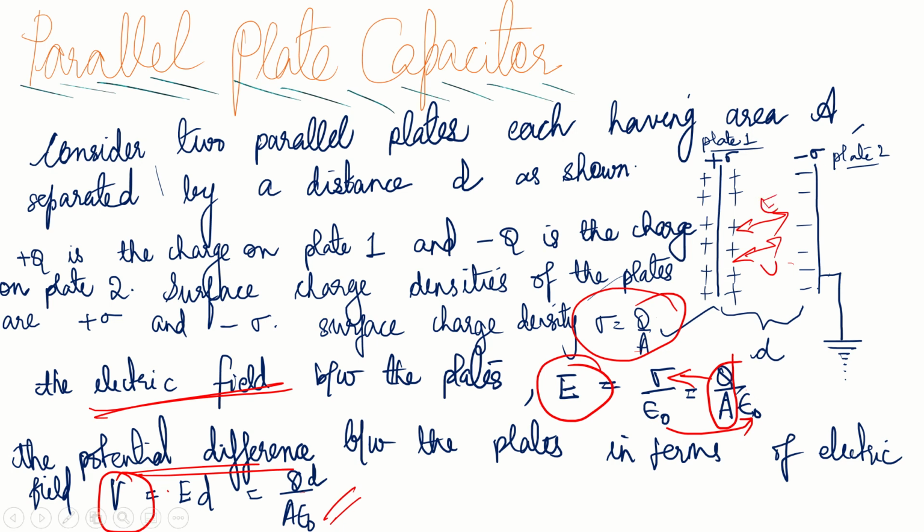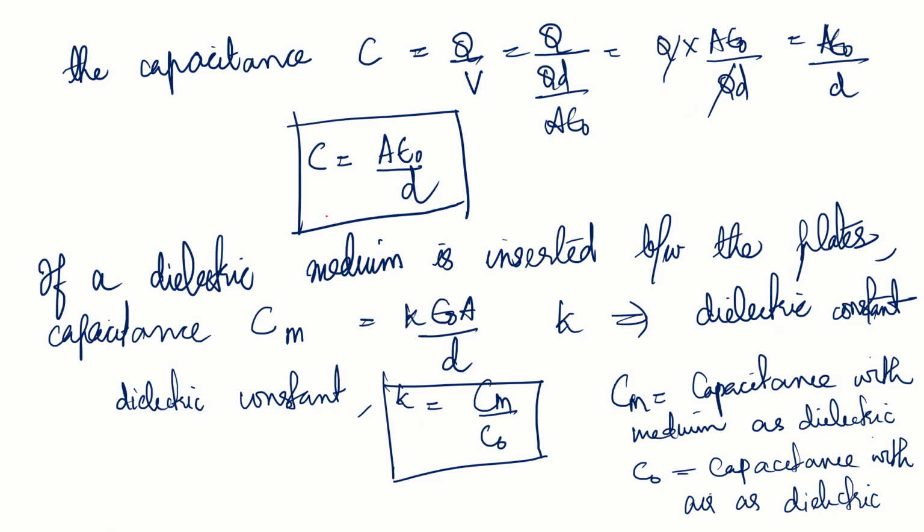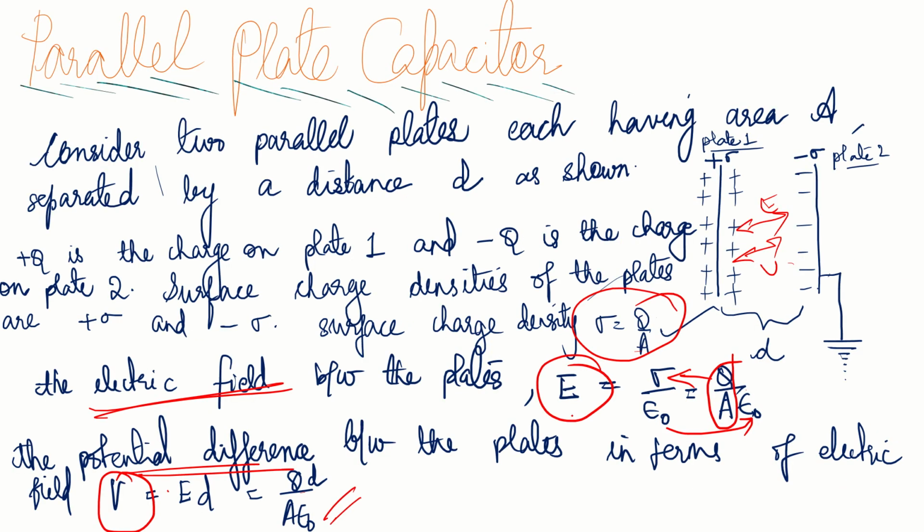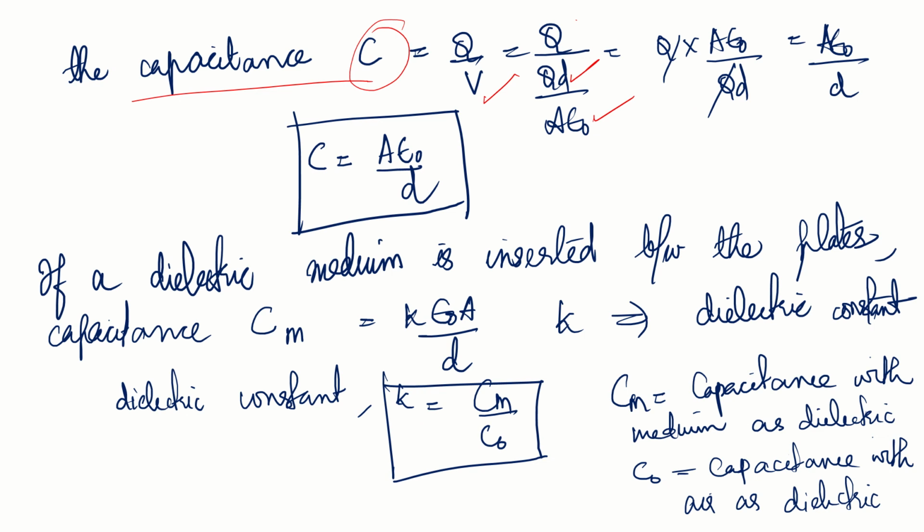Now, since we have E and V, we find the capacitance. Capacitance C is equal to Q by V. E is found so that we can find V; only if E is there can we find V. V is QD by A epsilon naught, so taking the reciprocal, both Q's cancel out, and the capacitance is epsilon naught A by D.